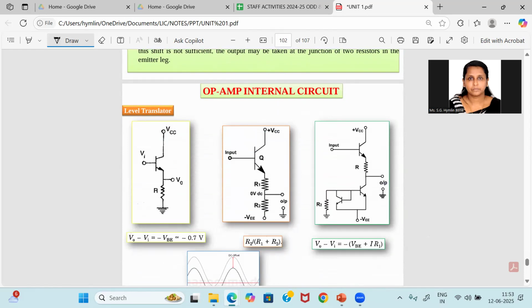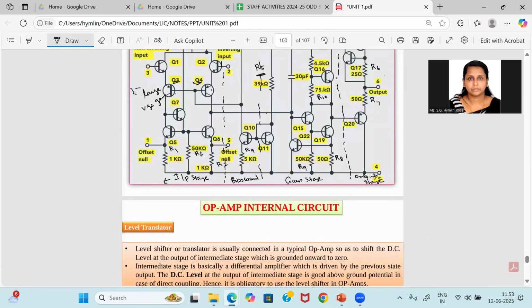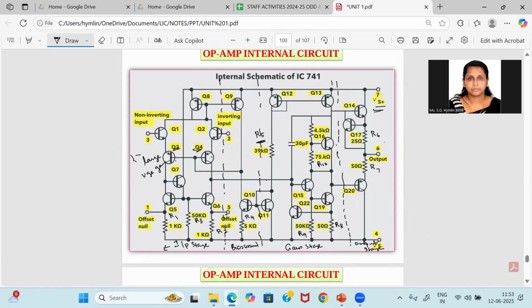Internal compensation can also be achieved using this gain stage through the Miller compensation technique, by using this capacitor of 30 picofarad. Using this, we have the Miller compensation technique between the output and the input terminals of the gain stage. And the last is the output stage.